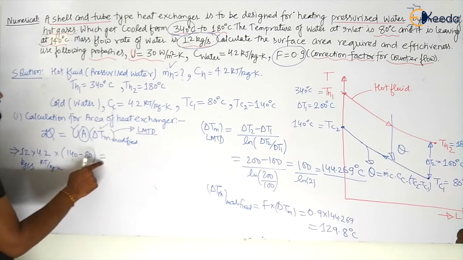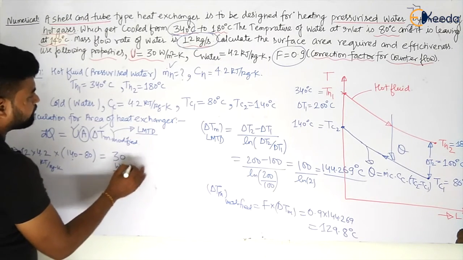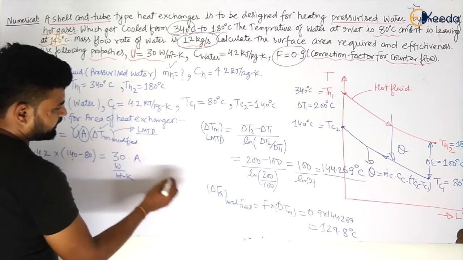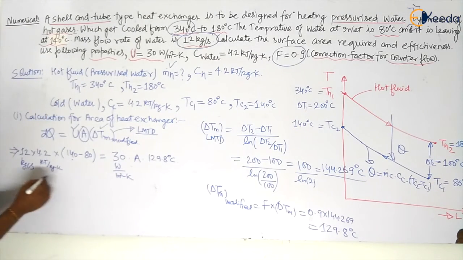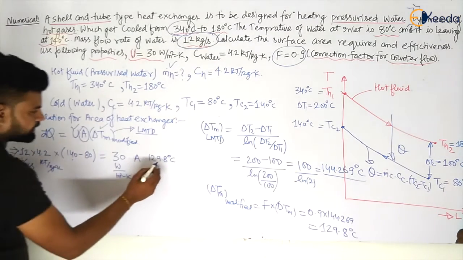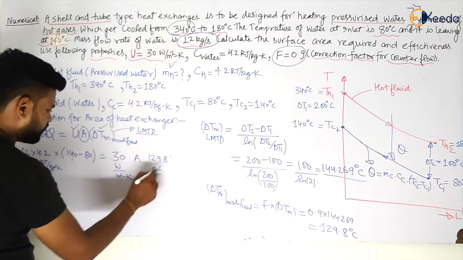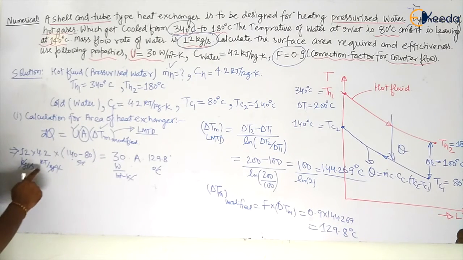So this will become U. What is the value of U? That is 30 watt per meter square Kelvin, multiplied by the area, which we have to calculate, multiplied by delta Tm, that is 129.8 degrees Celsius, my dear students. So can I have this value? Let us see. So kg will go, or directly we can say kilojoule. Okay, kg will go. Very good. Here this is degree Celsius, no problem. Or Kelvin, degree Celsius and Kelvin, the difference will be the same, no problem.